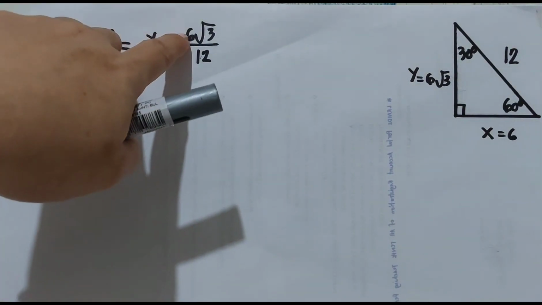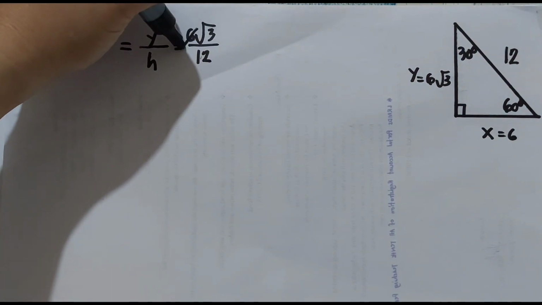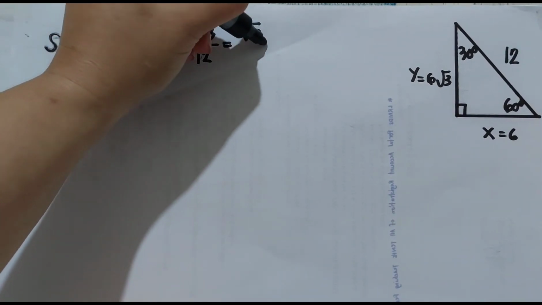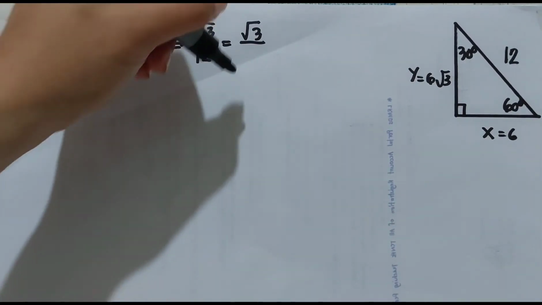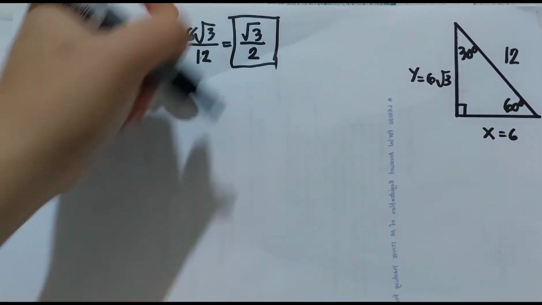Now, we can reduce 6 and 12 divided by 6. Now, we can cancel. 6 divided by 6 is 1. So, what is left is only square root of 3. And 12 divided by 6, that is 2. So, therefore, sine 60 degrees is square root of 3 over 2.